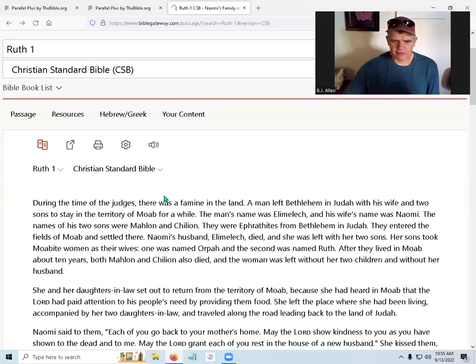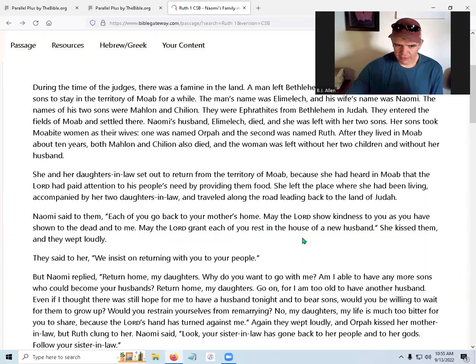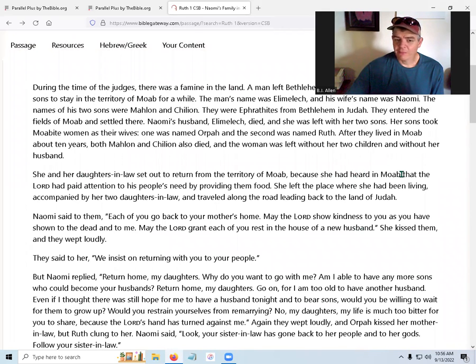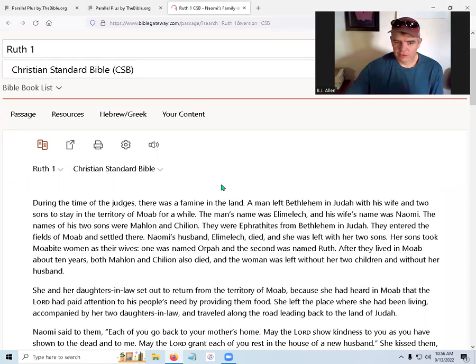During the time of the judges, there was a famine in the land. Okay, then you look down here. She heard in Moab. Okay, there's a famine in the land. A man left Bethlehem in Judah. So where was the land? Bethlehem in Judah. The land of Moab. The Lord had paid attention to whose people's needs? Judah. Man, that's like the giantest chunk. Look, like from down a whoop, man. I need a.